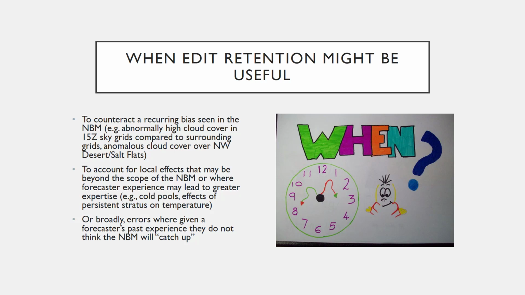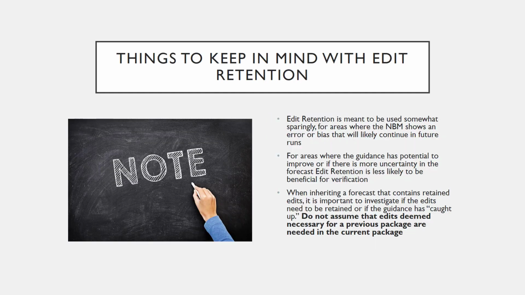You may also use edit retention to account for local effects that may be beyond the scope of the NBM, where your forecaster experience may lead to greater expertise. Some examples of this include cold pools, such as from inversions, or the effects of persistent stratus on temperature. Broadly, you want to use edit retention in areas where, given your experience, it seems unlikely that the NBM will catch up in future runs.